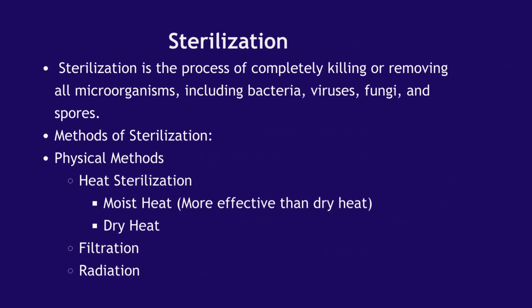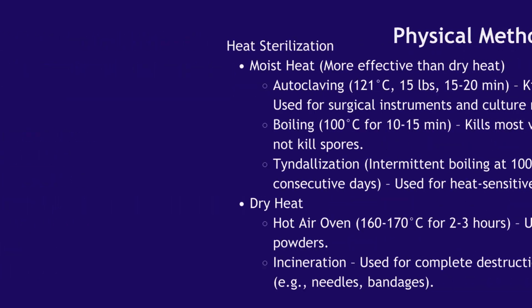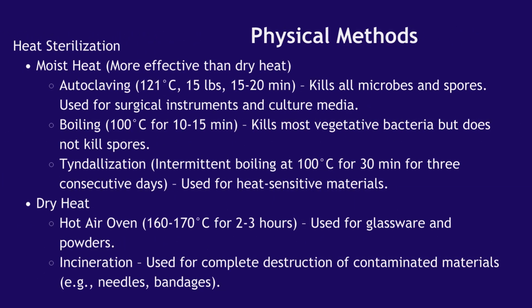Sterilization. Sterilization is the process of completely killing or removing all microorganisms, including bacteria, viruses, fungi, and spores. Methods of sterilization. Physical methods. Heat sterilization, moist heat, more effective than dry heat. Autoclaving, 121 degrees Celsius, 15 pounds, 15 to 20 minutes, kills all microbes and spores. Used for surgical instruments and culture media.